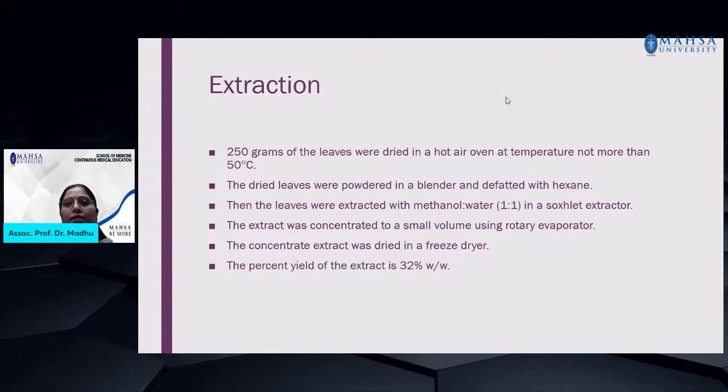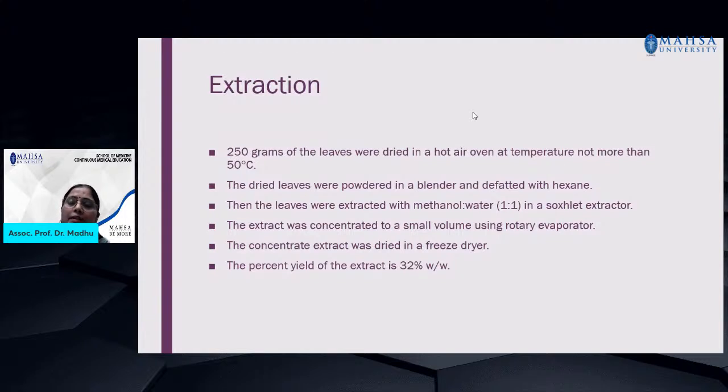So regarding the results and discussion, and extraction of the LCMS extract, this is regarding the extraction. 250 grams of the leaves were dried in a hot air oven at a temperature not more than 50 degrees centigrade, and the dried leaves were powdered in a blender and defatted with hexane. Then these leaves were extracted with methanol water 1:1 in a Soxhlet extractor.